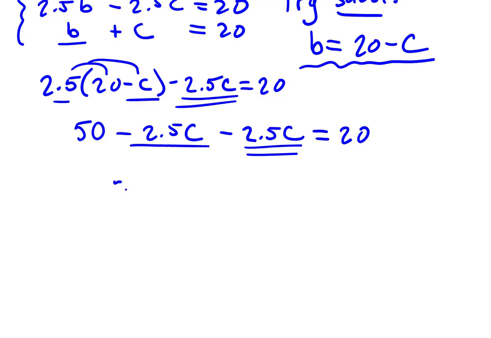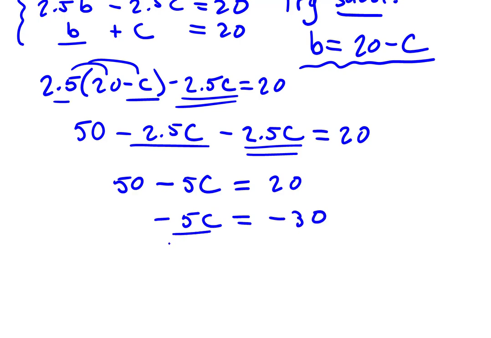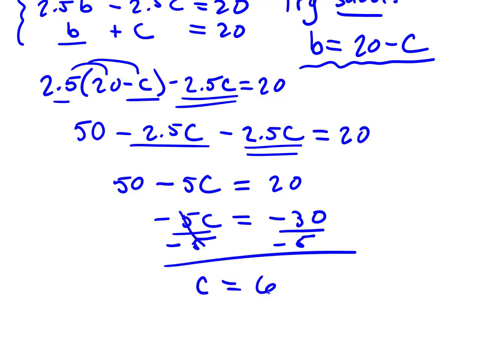So now we'll continue. This really means that 50 minus 5c, if we combine those like terms, negative 2.5c and negative 2.5c, this all equals 20. So now we'll subtract 50 from both sides and get negative 5c equals negative 30. If we divide by negative 5 on both sides, then we'll end up with c equals 6.